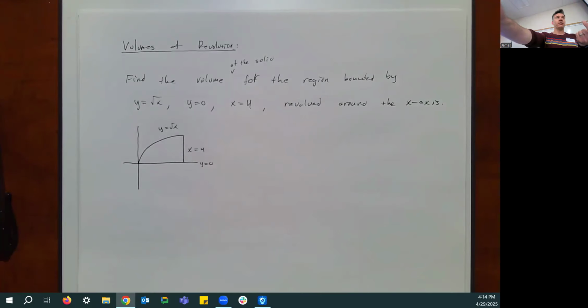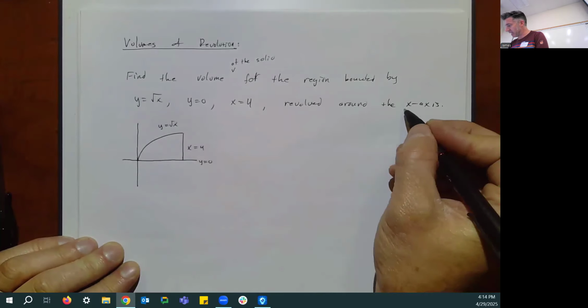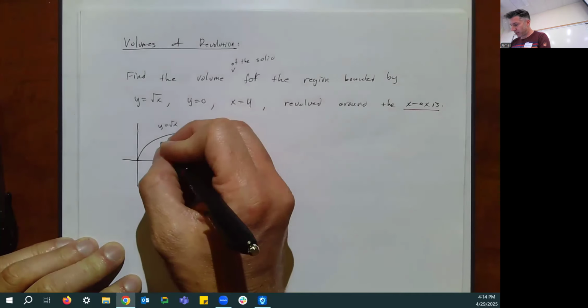In contrast, for the shell method, which we'll learn about later, probably not today, your strip or your rectangle should be parallel to your axis of rotation. So what I always remember is shell rhymes with parallel. Perpendicular doesn't rhyme with anything. But so disk washer, perpendicular, shell, parallel. So since my axis of rotation is the x-axis, my strip better be vertical.